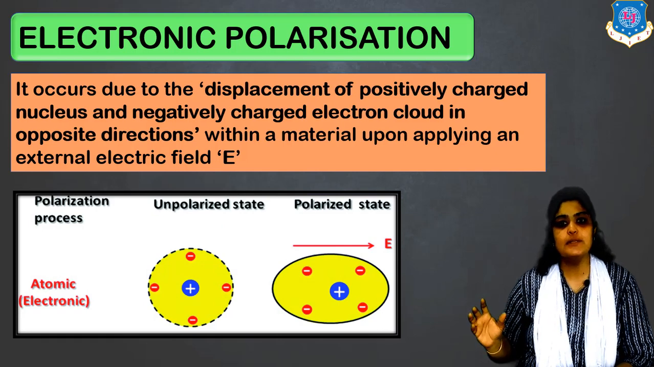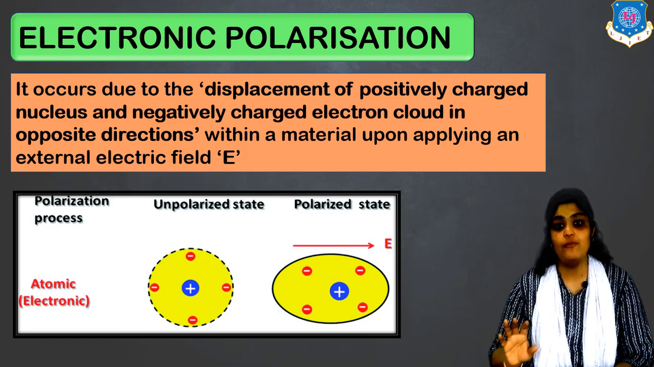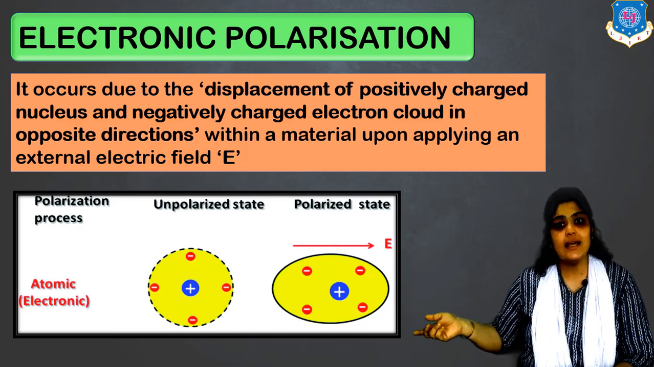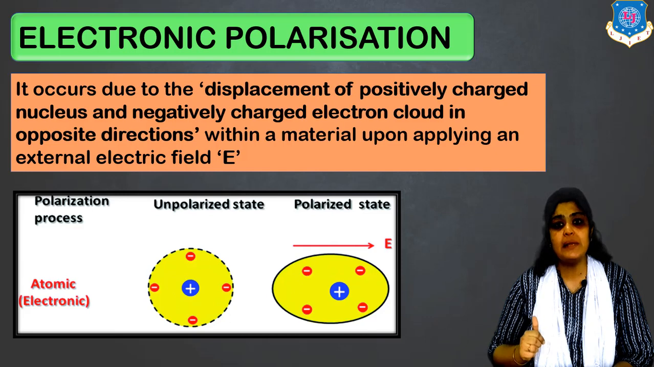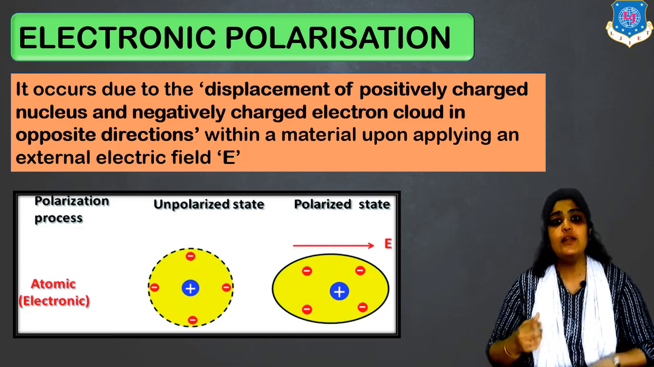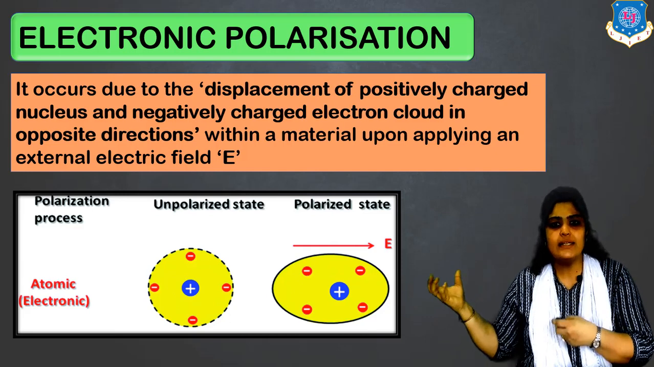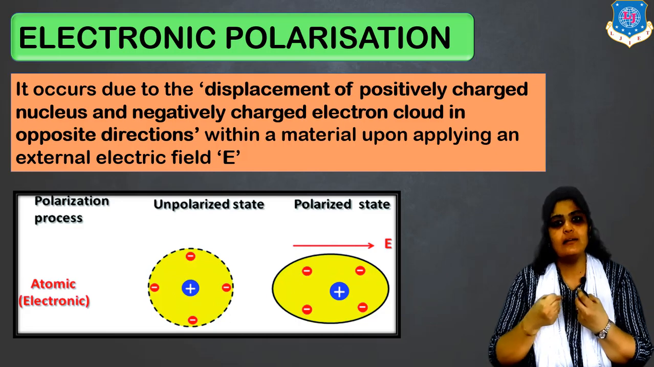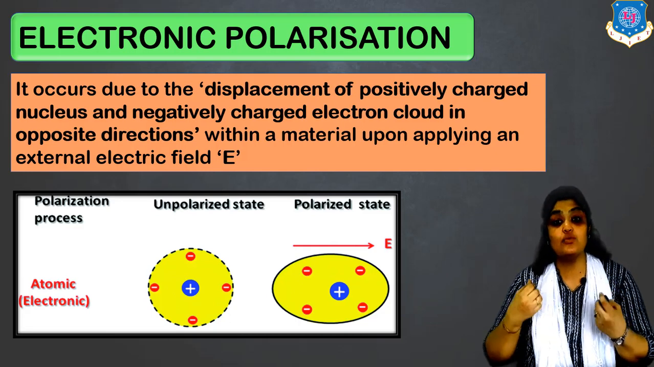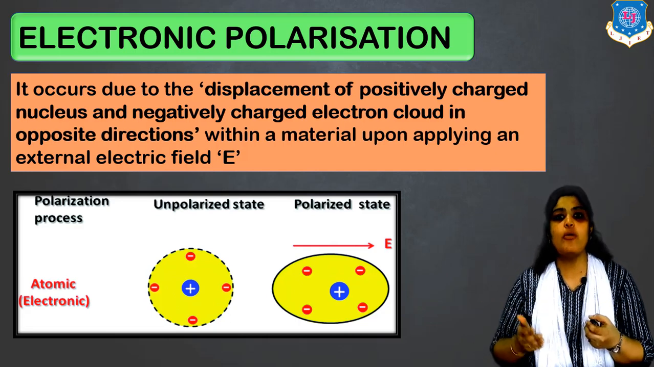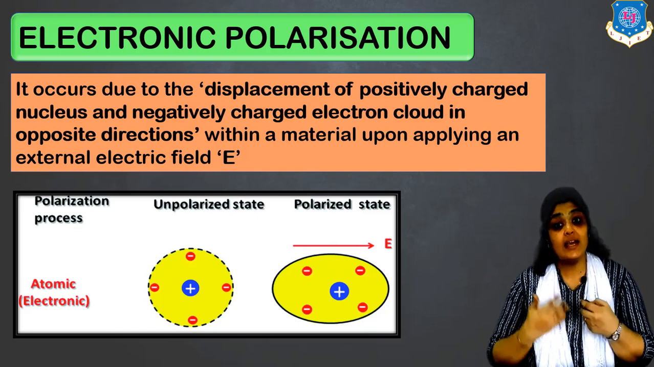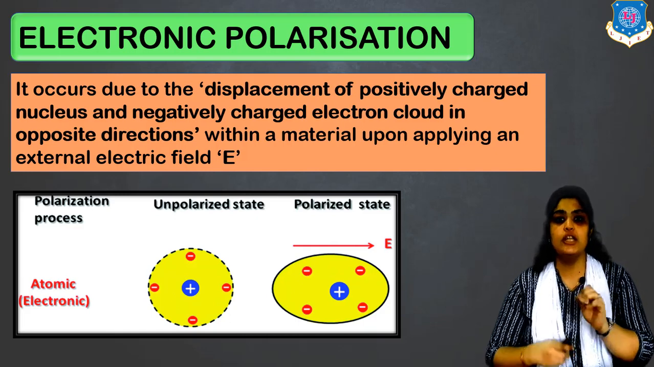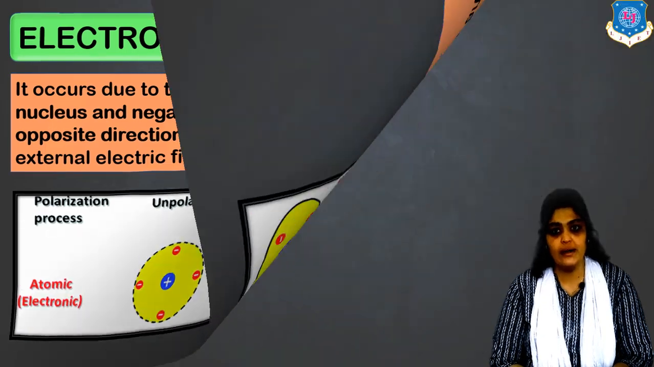You can see the first portion is an unpolarized atom where there is no electric field applied. But then on the right hand side you can see that electric field is applied in the right hand direction, and it's very clear from the diagram that the atom is getting stretched. Why? Because the negatives are moving opposite to the electric field. So there are dipoles being induced due to the applied electric field.